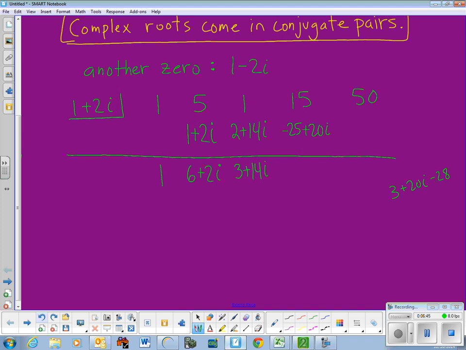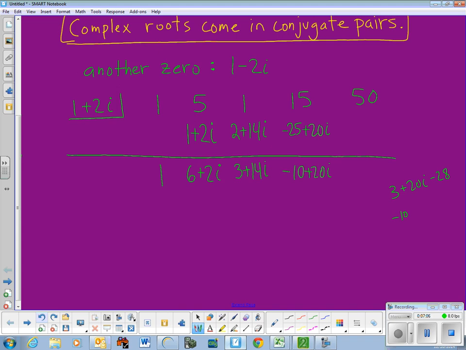Okay, and now let's keep the pattern going. I'm going to add that to my 15. Negative 25 plus 20i and 15 makes negative 10 plus 20i. I'm going to do a quick version of the FOILing again. 1 times negative 10 is negative 10. Then I get a 20i and a minus 20i, so those go away.